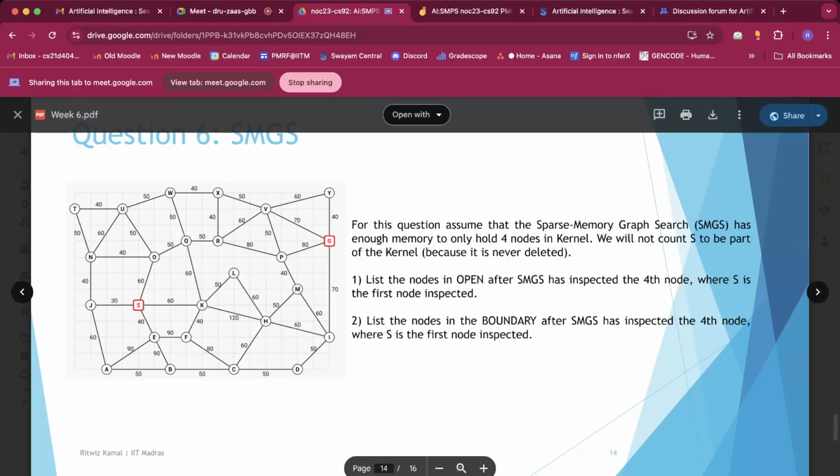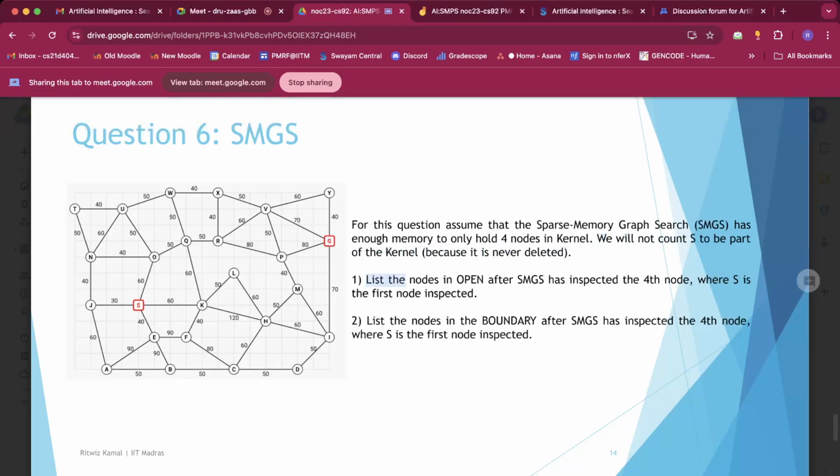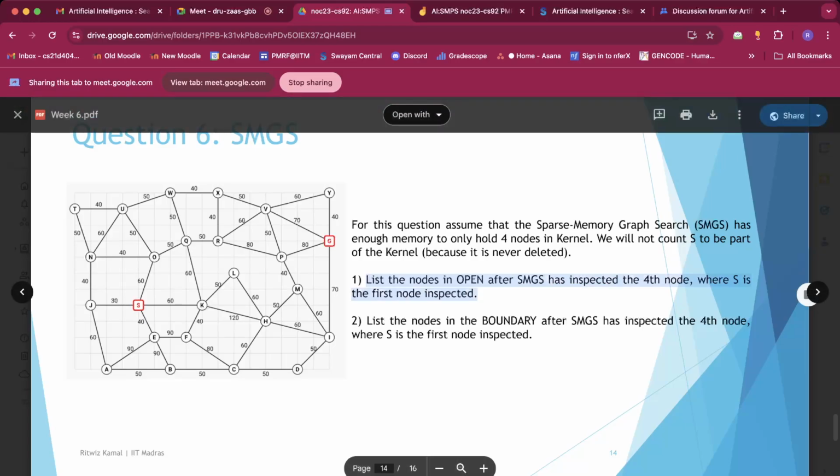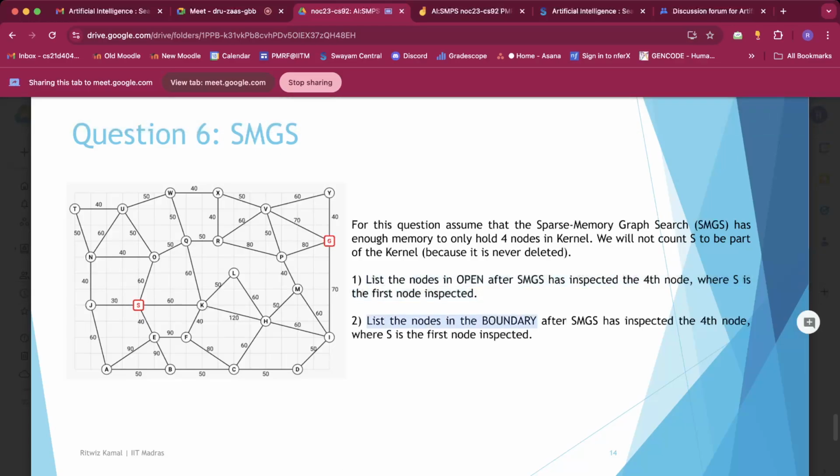Okay, what we have to do is we have to list the nodes in open after SMGS has inspected the fourth node, where S is the first node to be inspected, and we have to list the nodes in the boundary after SMGS has inspected the fourth node.